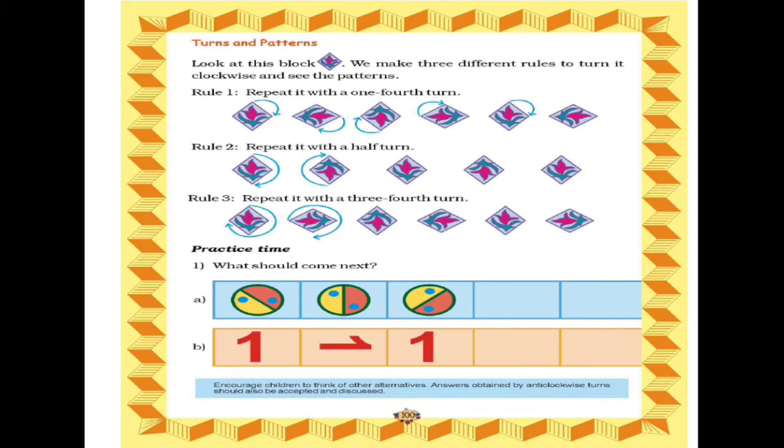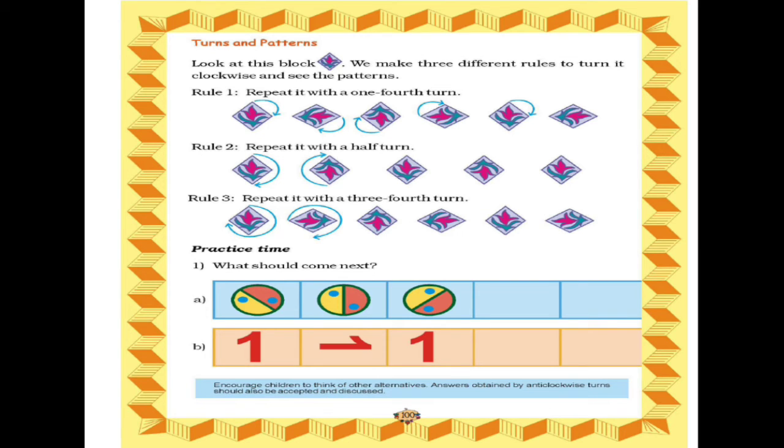Turns and patterns. Look at the block. We make 3 different rules to turn it clockwise and see the pattern. So you have to look at the block and see that 3 different rules have been given, and you have to understand that pattern. So rule 1, repeat it with a 1/4 turn.